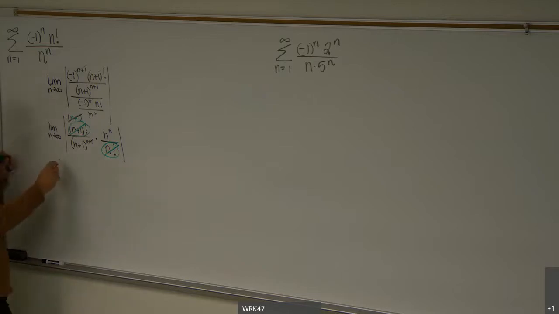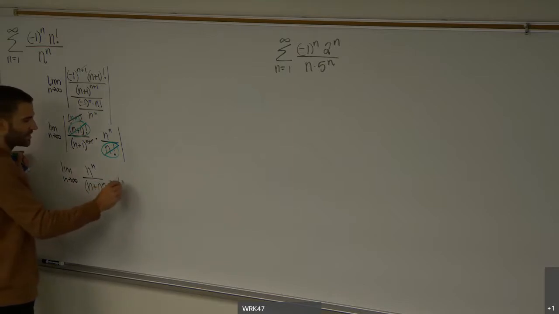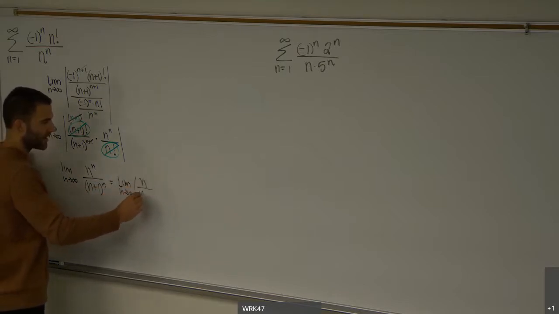And so after I simplify this, I should be able to rewrite it as, absolute value doesn't matter anymore, I've already used it, taken care of it, n to the n over n plus 1 to the n. Now, just using rules of exponents, since they have the same power now, we can write this as n over n plus 1 to the n.